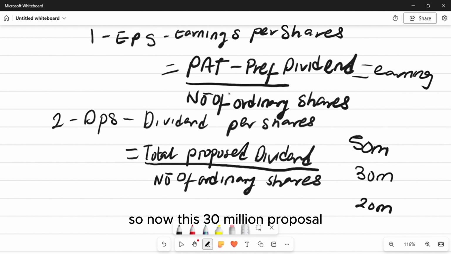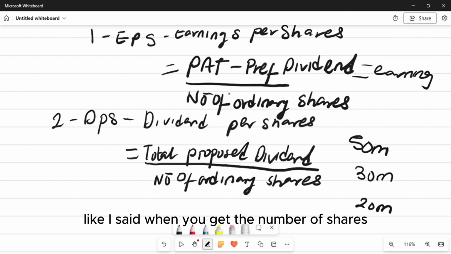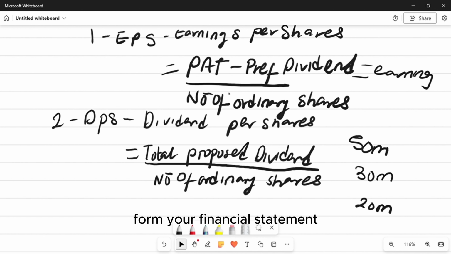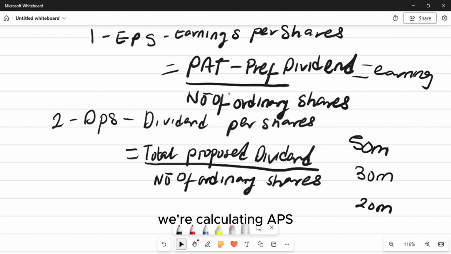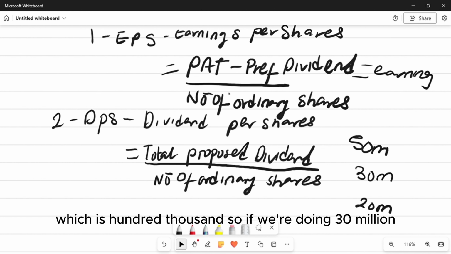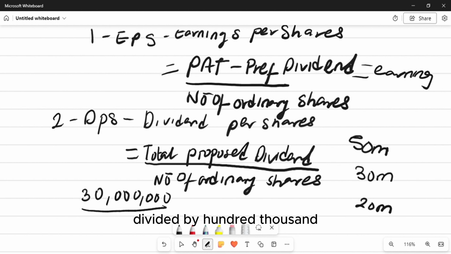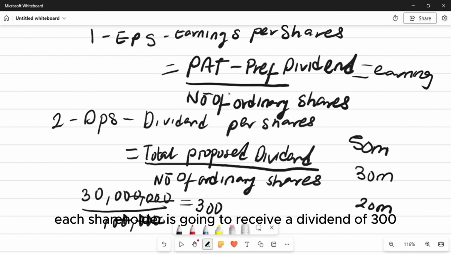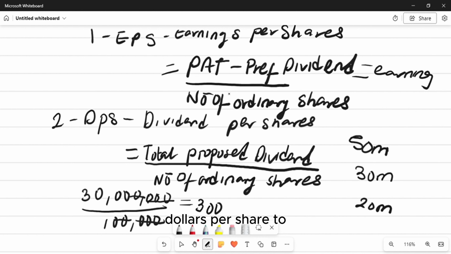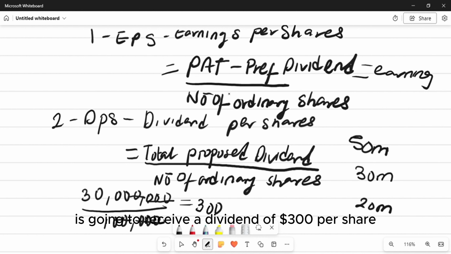Now this 30 million proposed as dividend is the total proposed dividend, and then the number of shares. Like I said, when you get the number of shares from your financial statement, you do your 30 million divided by your number of shares. Using the number of shares that we used when calculating EPS, which was 100,000, 30 million divided by 100,000, you cancel all this out and you have 300. So each shareholder is going to receive a dividend of $300 per share.